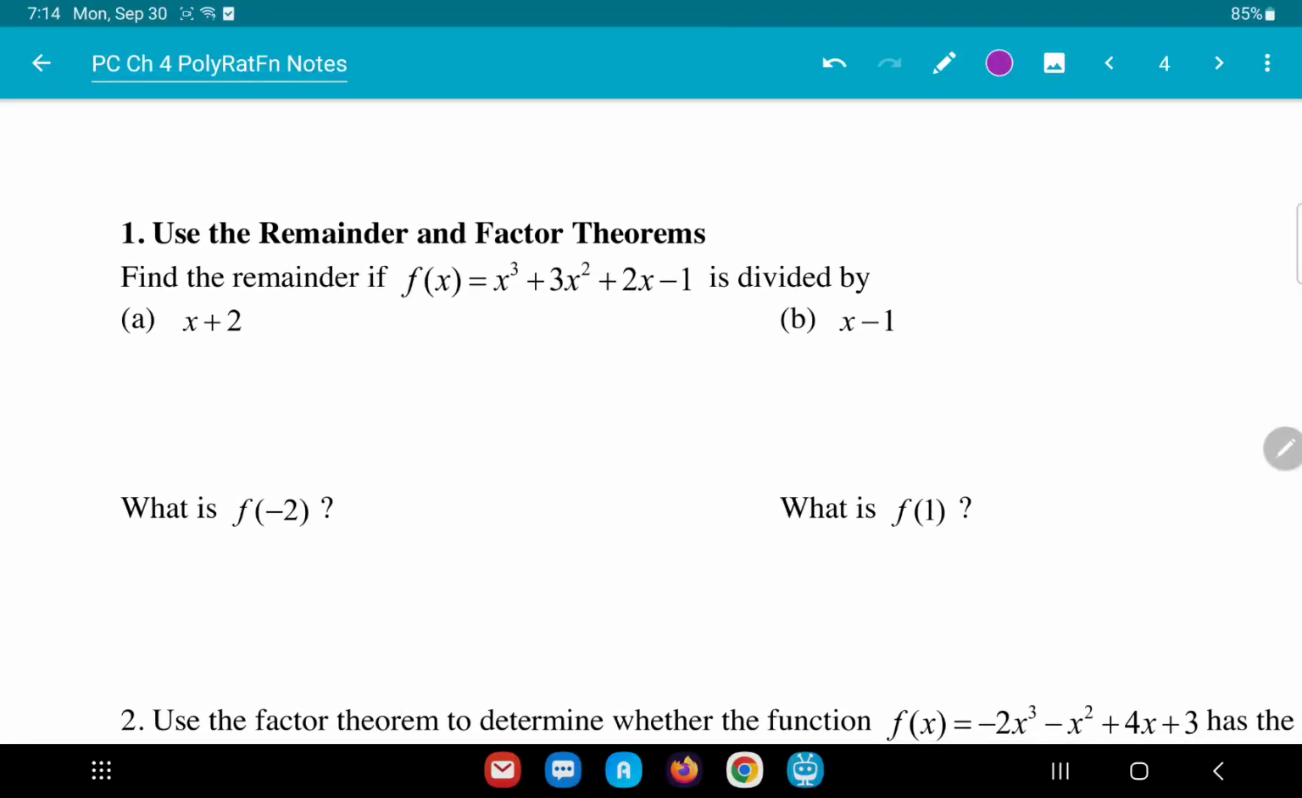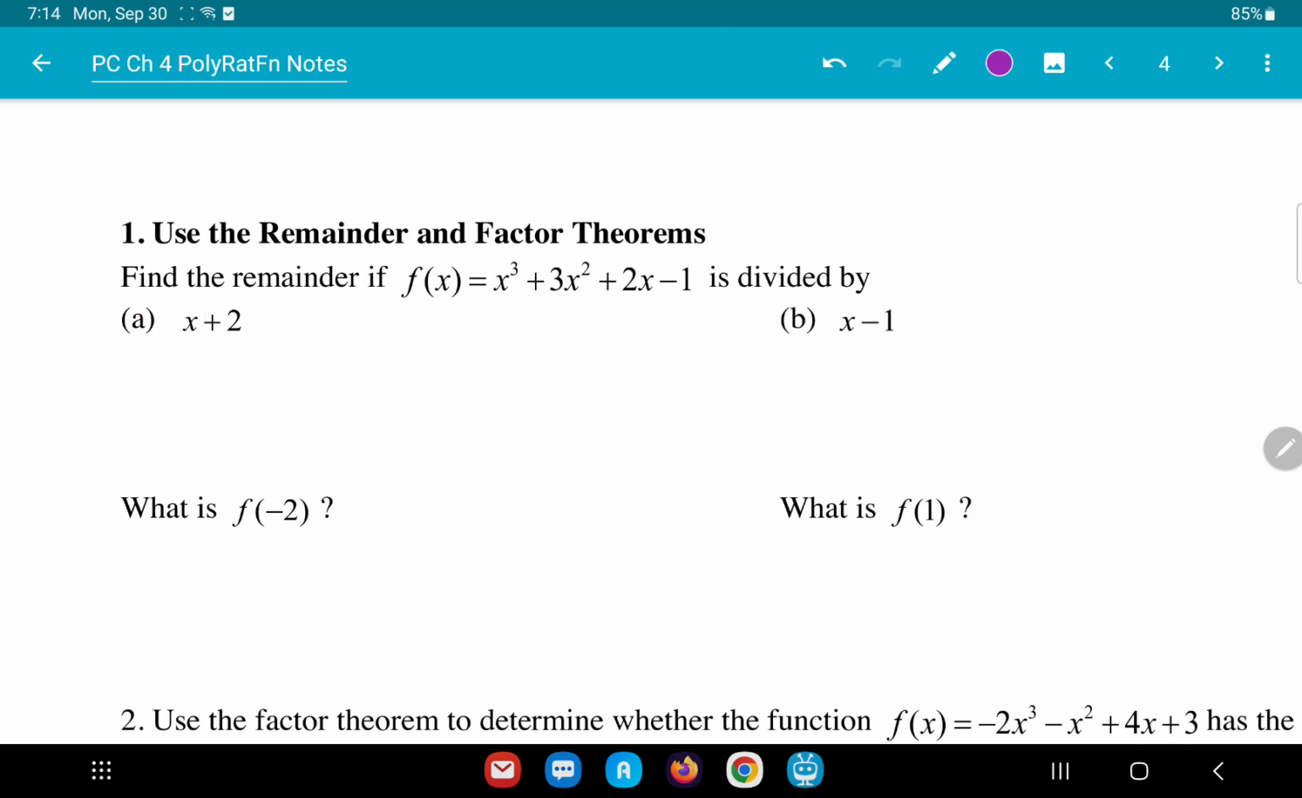It says here, find the remainder when you take a function and divide it by a factor. Or maybe not a factor so much, but maybe a binomial. So here's our binomial and here's our function.